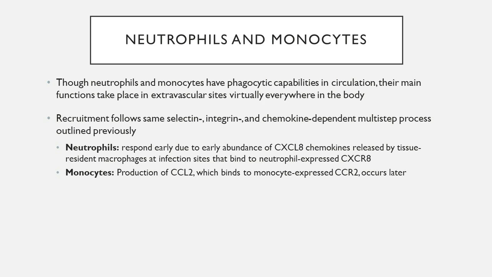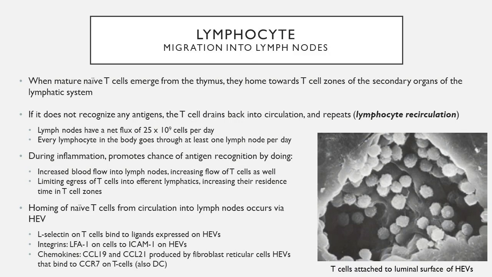Monocytes, because they arrive later, as you can guess, that chemokine gets expressed later. Okay, so it's the production of CCL2, which binds to only the monocyte-expressed receptor CCR2. So a nice, really symmetrical mirror between those two, CCL, CCR, and they both have 2, while neutrophils have 8. So that occurs in a later step. So neutrophils and monocytes were really easy. That was a nice, simple slide.